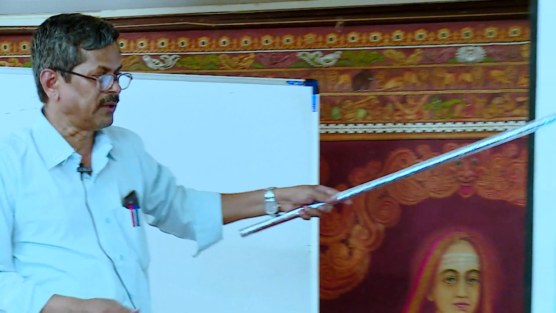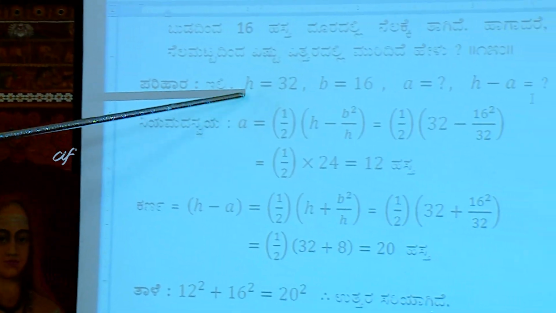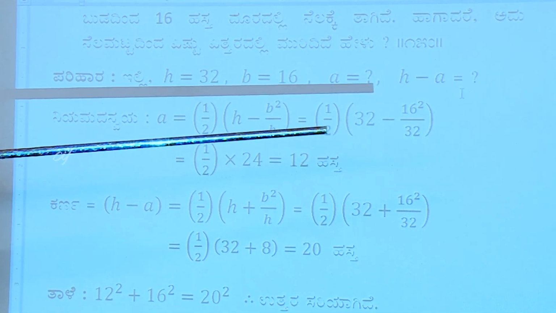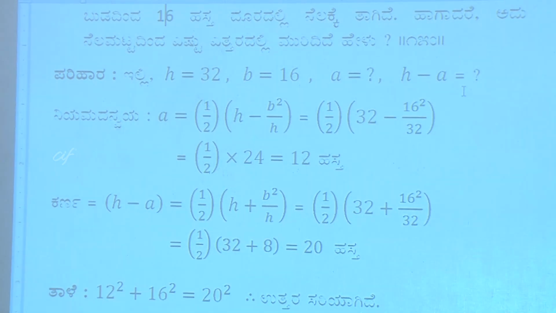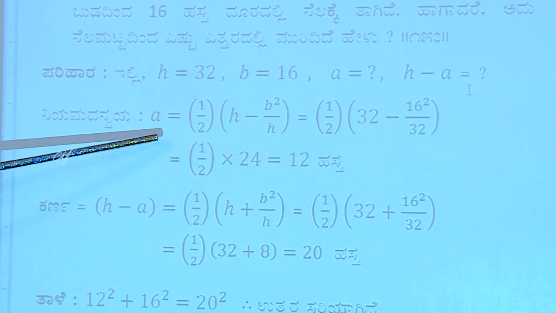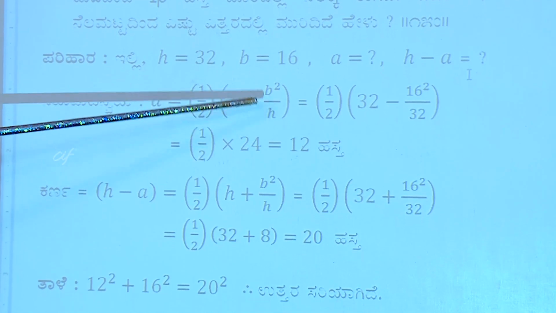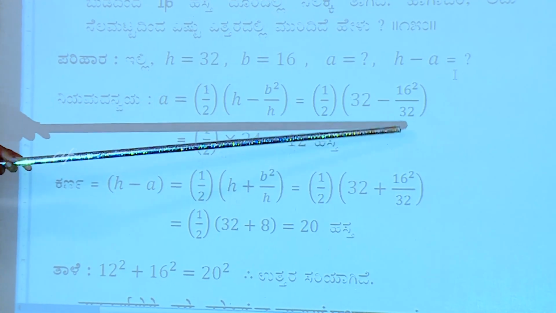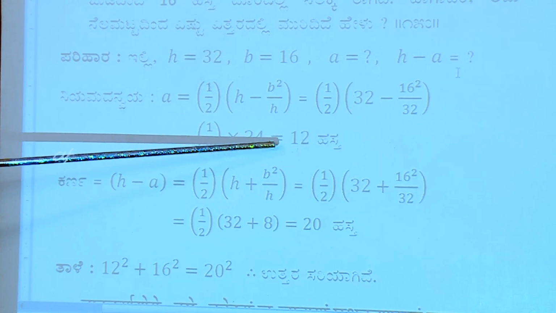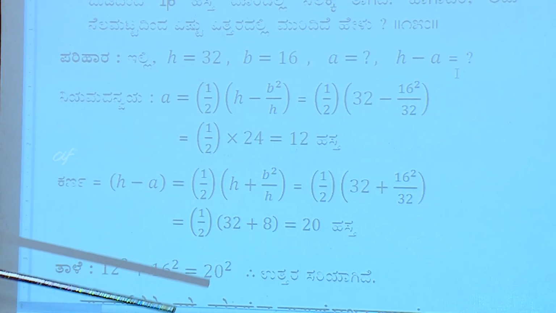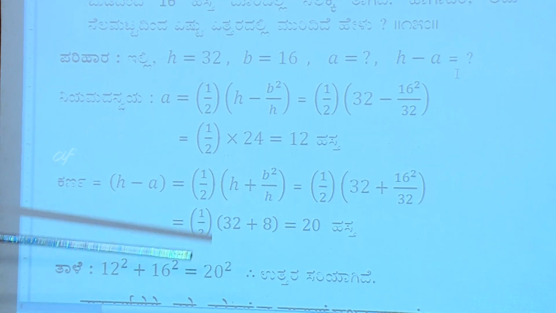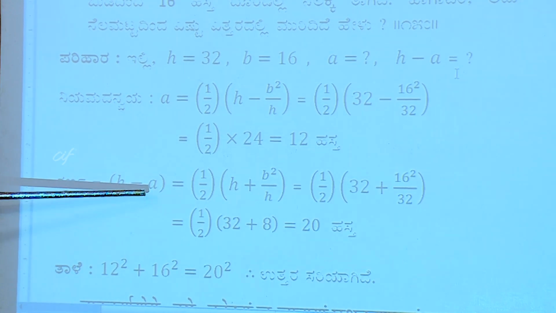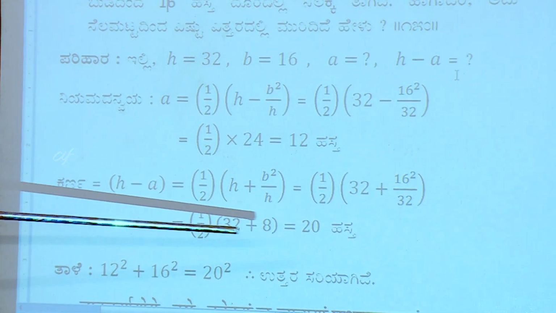Formula, according to the formula. Yes, now it's working. H is equal to 32, B is equal to 16, A is equal to what, and H minus A is equal to what? A is the altitude, H minus A is the hypotenuse. So, according to the rule, A is equal to half of H minus B square by H. It works out to 12 hasta. 32 minus 12 hasta is the altitude. H minus A is 32 minus 12 is 20.